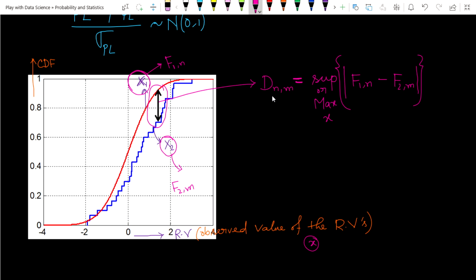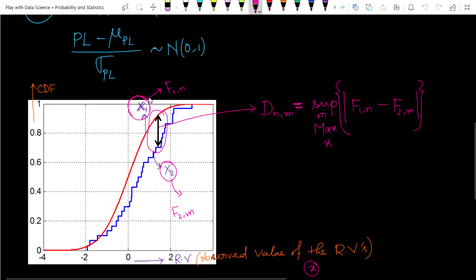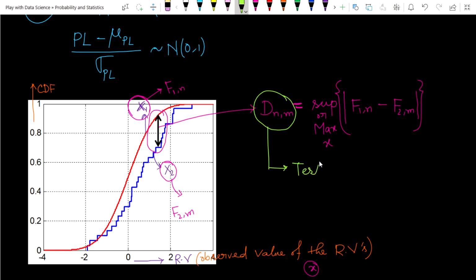I think you now understand what Dn,m actually is. F1,n and F2,m are the cumulative distribution functions of the two random variables x1 and x2. This Dn,m is called the test statistic.